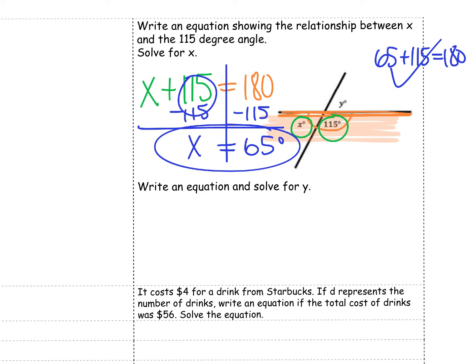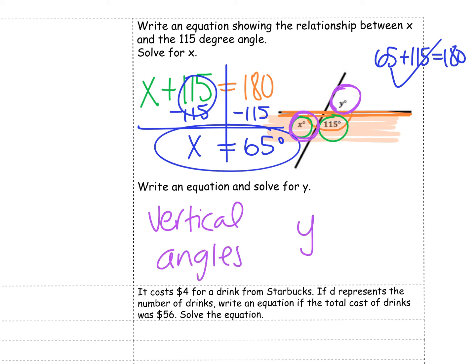But now it's asking us to solve for y. And so I really like this one because I can look at things that are opposite. X is directly across from y. So because they are vertical angles, I can simply say that y equals 65 degrees because x is 65 degrees. I don't even have to write another equation, I just have a solution.